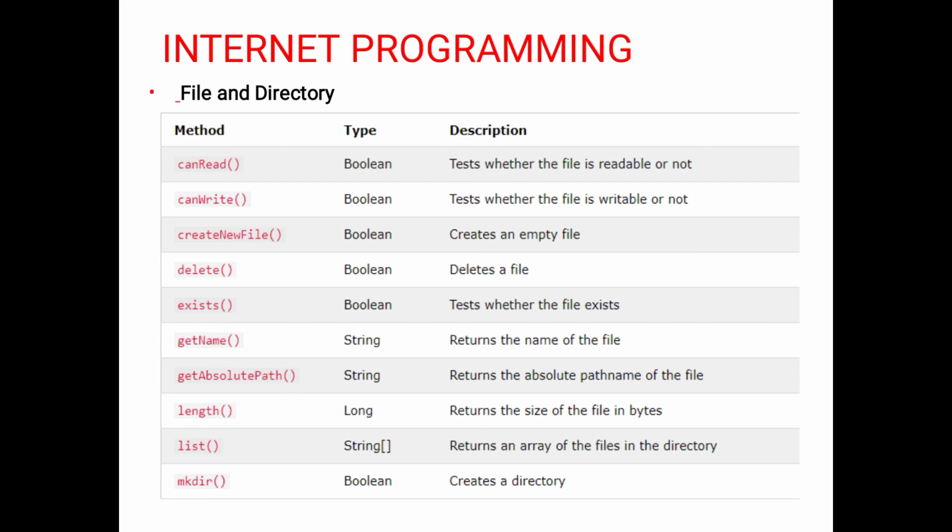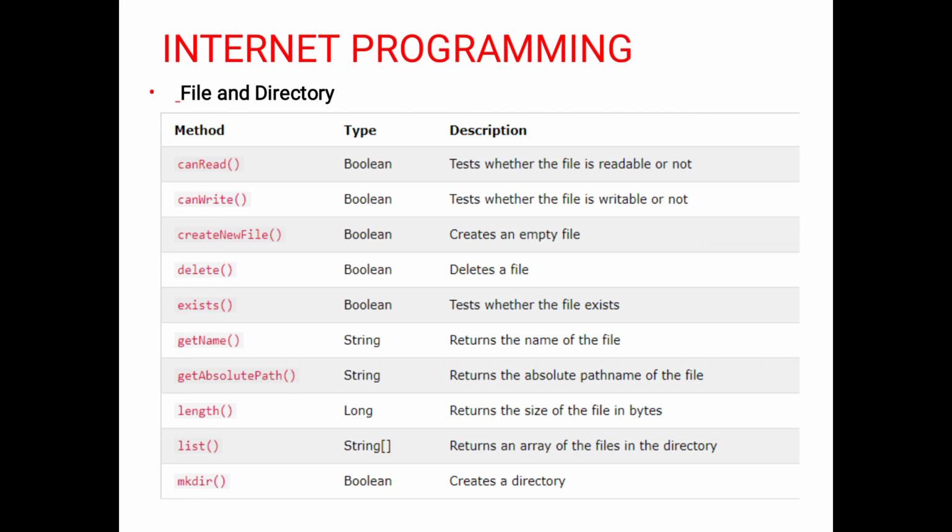The next one is exists, which tests whether the file exists, right? And the next one is getName, which returns the name of a file. If I want to find the name of a particular file, we can use getName. The next one is getAbsolutePath, which returns the absolute path of the file.